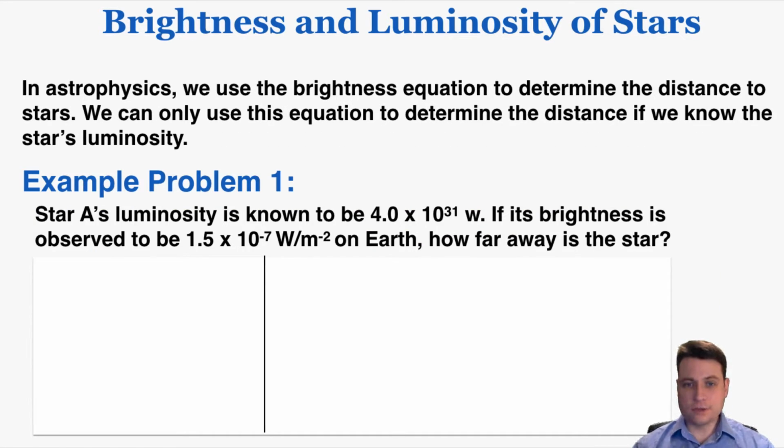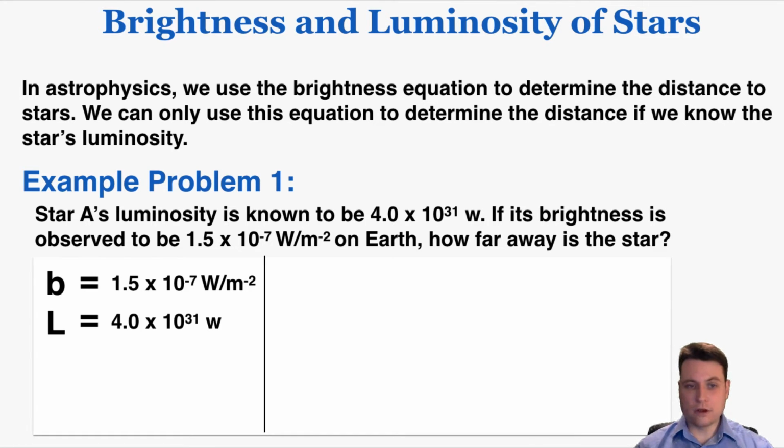In astrophysics, we use the brightness equation to determine the distance to stars. We can only use this equation to determine the distance if we know the star's luminosity. So as an example, star A's luminosity is known to be 4 times 10 to the 31st watts if its brightness is observed to be 1.5 times 10 to the negative 7th watts per meter squared on Earth. How far away is the star? So we can just apply the brightness equation by writing down what we know. We know the brightness and we know the luminosity, and we're trying to find the distance to the star.